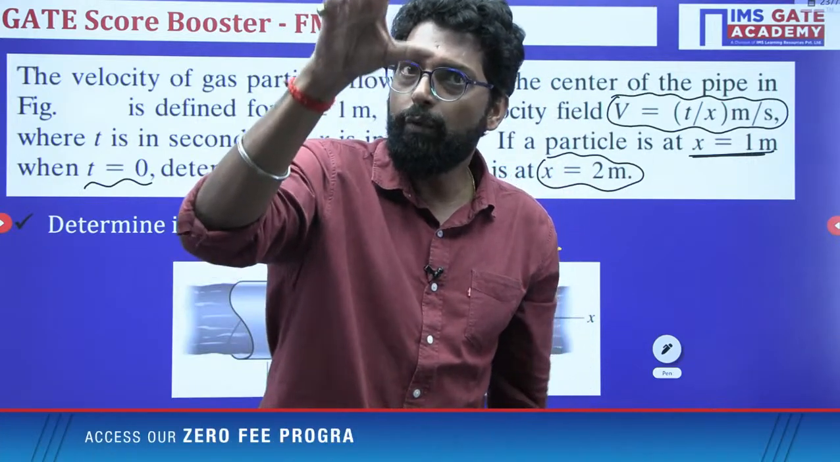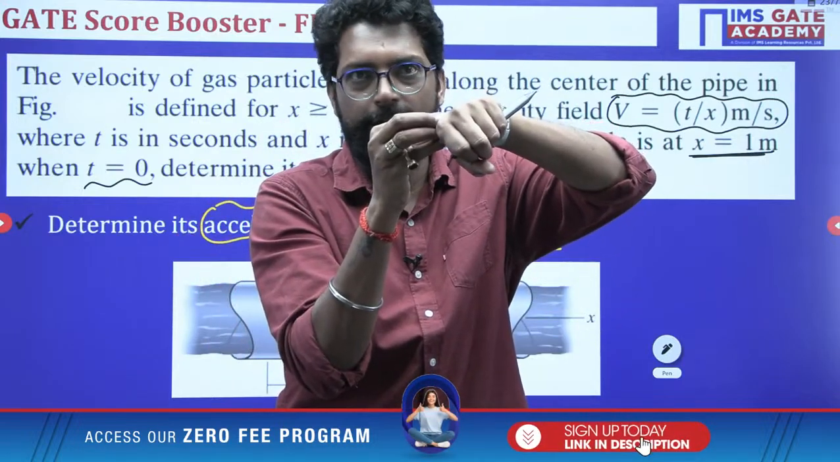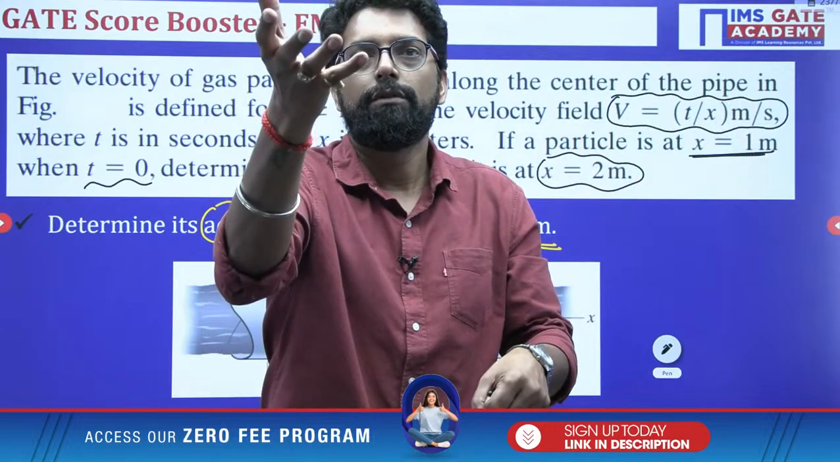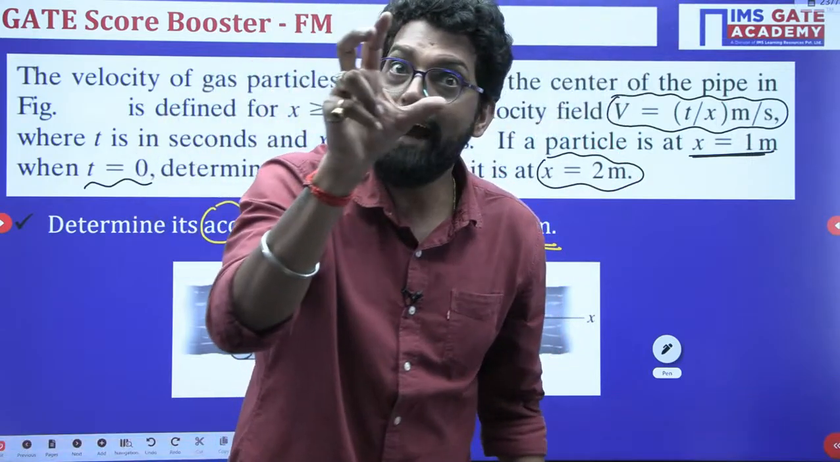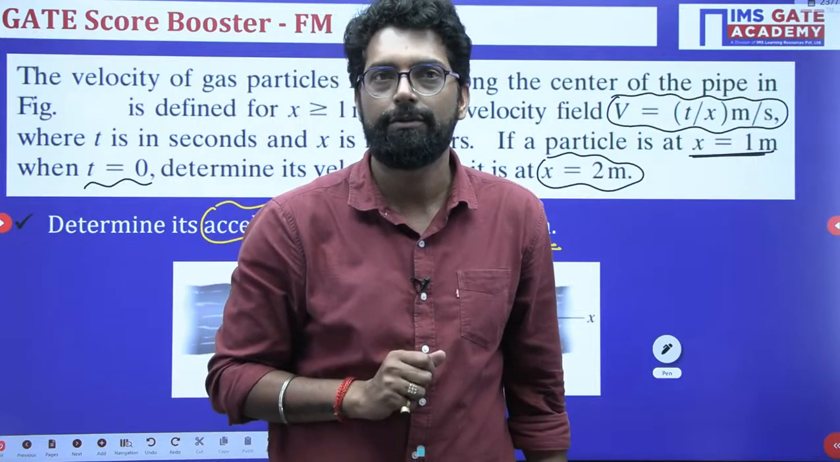Now you take one bird and fit a chip on that bird. That means fit a tracker on the bird's leg and let it go. Now the bird is flying, so you are identifying a single particle, a single bird. That is your Lagrangian approach.